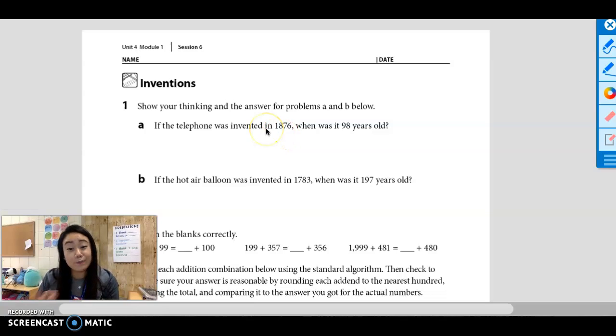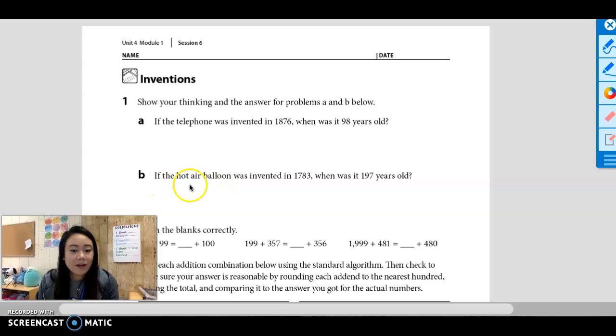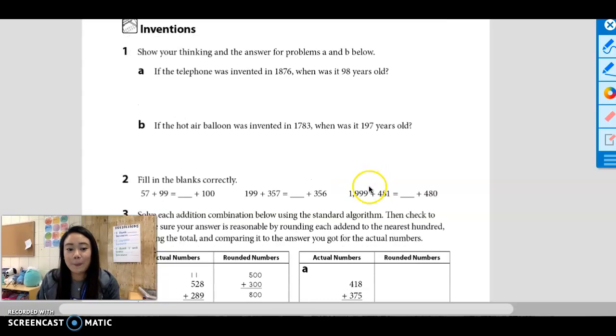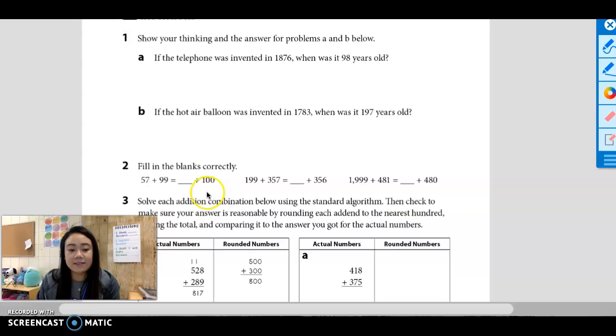So think of it as like it was born in 1876. If the hot air balloon was invented in 1783, when was it 197 years old? So same thing, think of it as being born in this year, and then add that number to it. Fill in the blanks correctly.